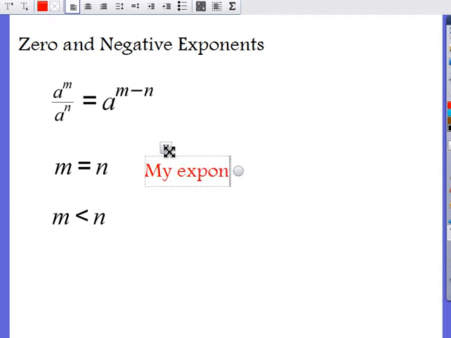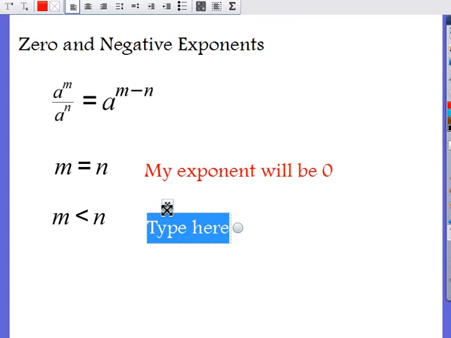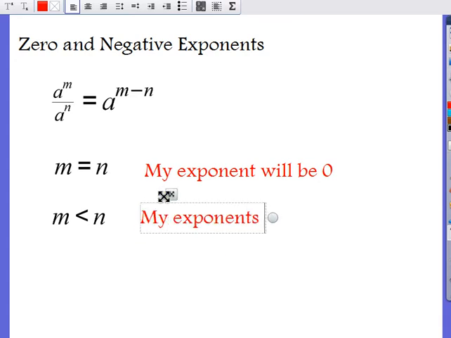if m equals n, then my exponent will be 0. If m is less than n, then my exponent will be negative. Up to this point, we haven't really discussed what it means to have a 0 or a negative exponent. That's what we will be discussing in this video.